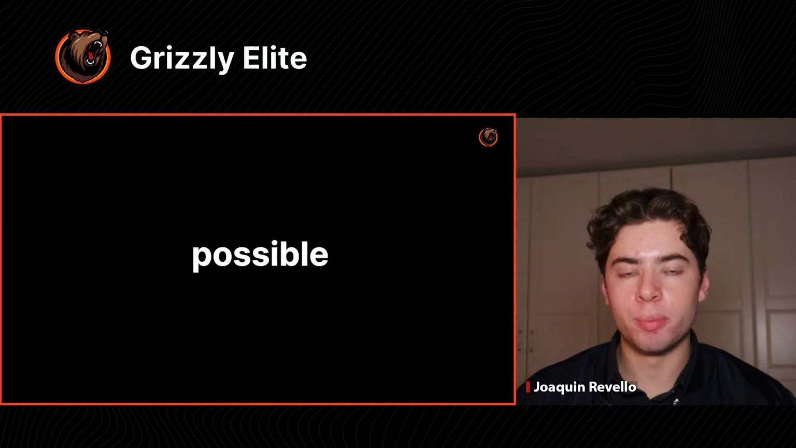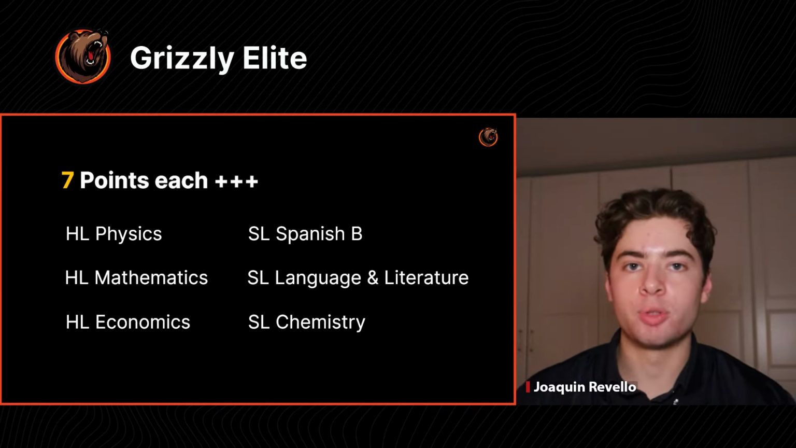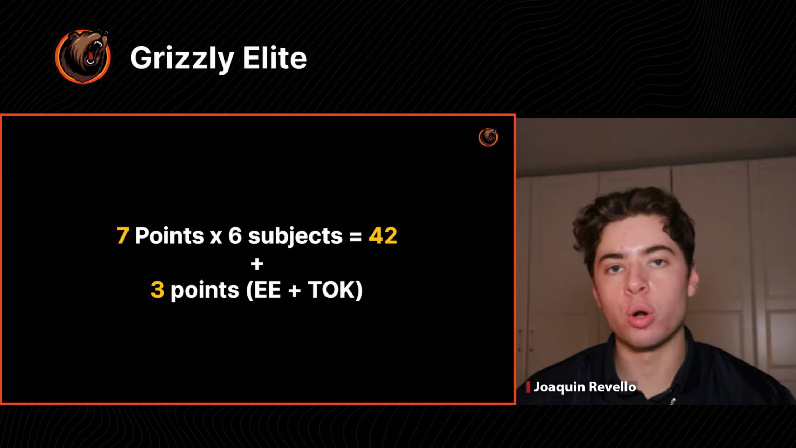So if you add the 42 possible points that you can get from 7 in each of the 6 subjects, you add 3 on top of that, that equals a total of 45.